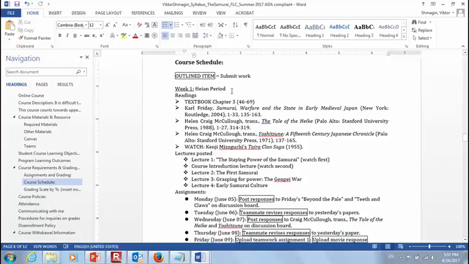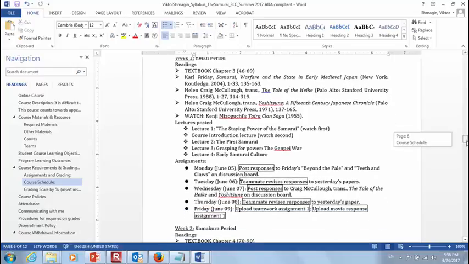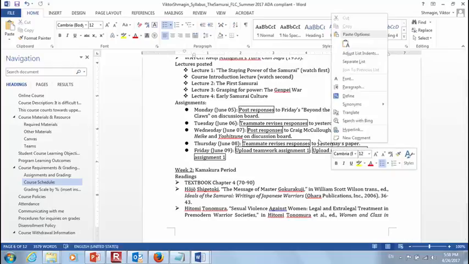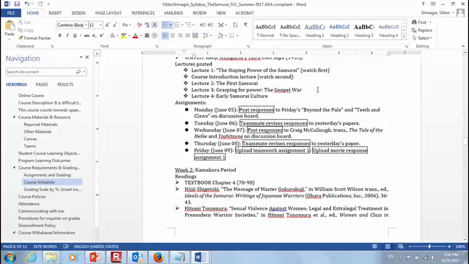Course schedule. If there is an outlined item, submit work during that time. But basically we are breaking up into 5 weeks, and each one of these weeks is a module on Canvas. You will have readings, here textbook, then either articles or primary sources, and then a movie at the end. Every week there's a different movie, every week there's textbook, every week there are the other readings. Lectures posted: The Staying Power of the Samurai, which you've already seen, that's basically the welcome lecture, course introduction lecture. We're in Lecture 2 right now, The First Samurai, and Lecture 3, Grasping for Power, The Genpei War, and Early Samurai Culture. All of that is for this first week.